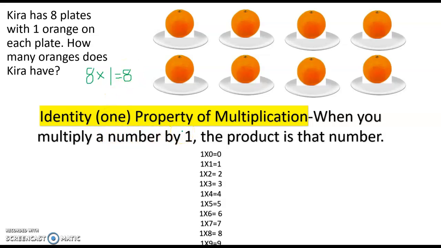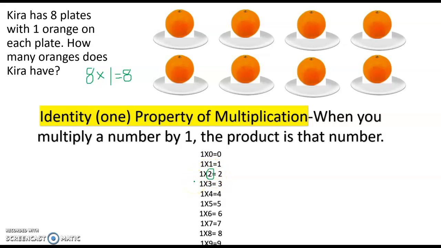There's a multiplication property called the identity property, or you can think of it as the ones property. When you multiply a number by 1, the product is that number. So anything times 1 is that number. So 1 times 0 is 0. 1 times 1 is 1. Anything multiplied by 1, you're going to keep that number because you only have that number one time.